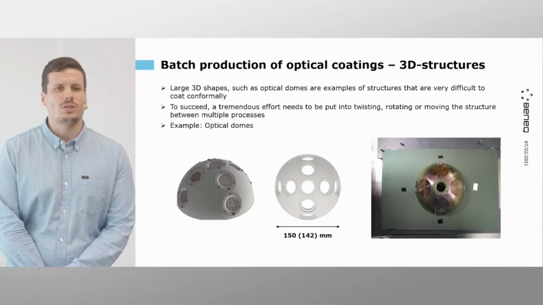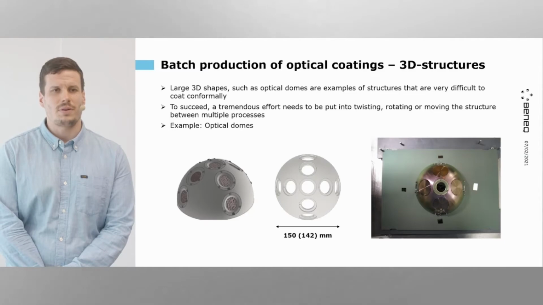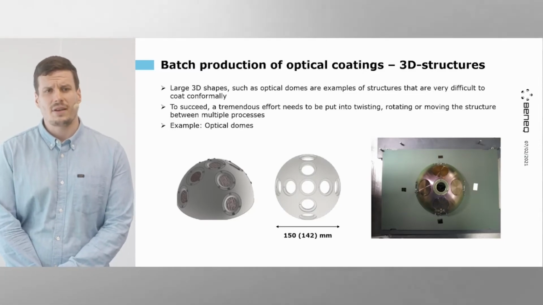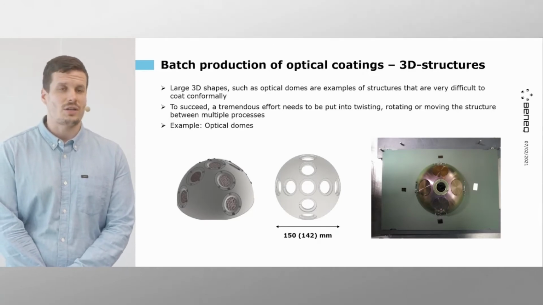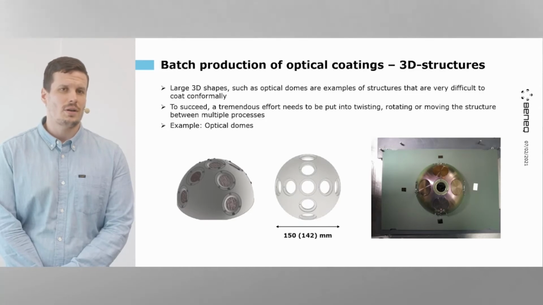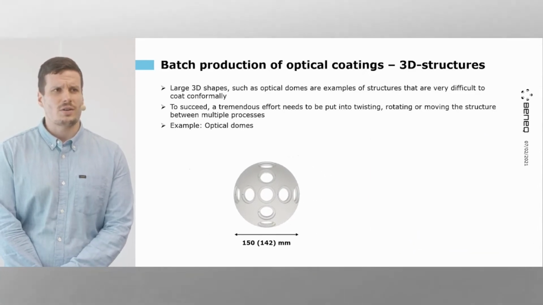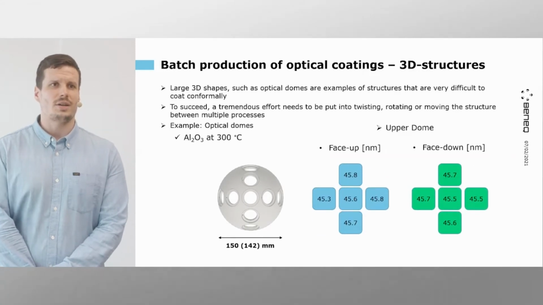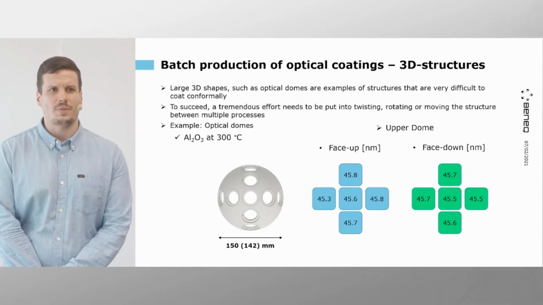Each of these domes includes a 1-inch silicon substrate, both face up and face down, at the front, top, back, left, and right side of each dome. And then we can have additional reference substrates to compare the growth against a flat surface, for example. By depositing 500 cycles of aluminum oxide in this configuration, for example at 300 degrees, here you can see the thickness results as measured with the ellipsometer.